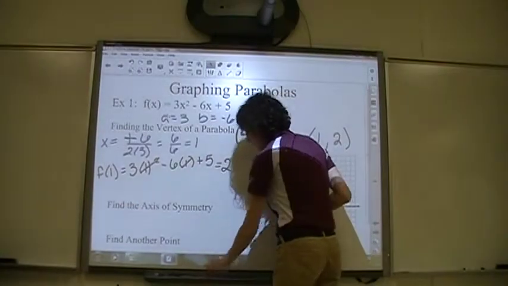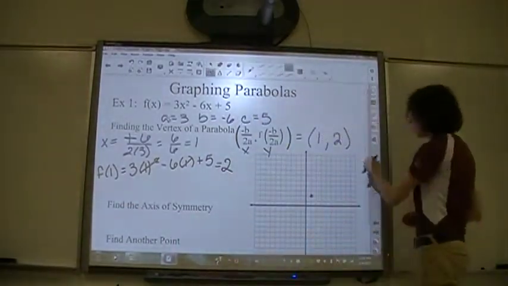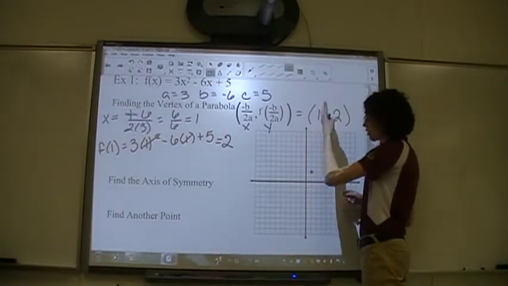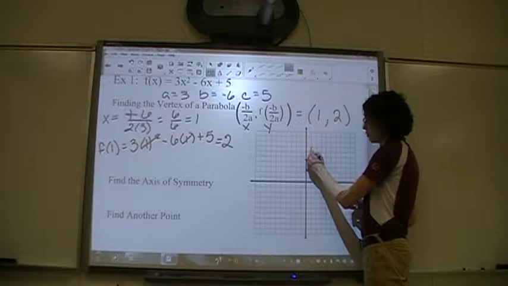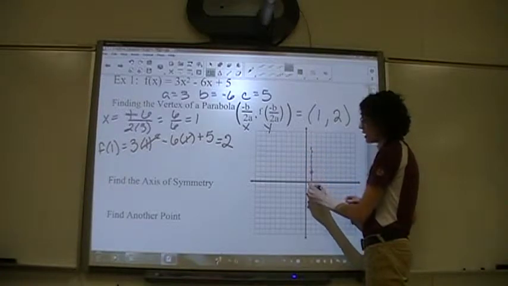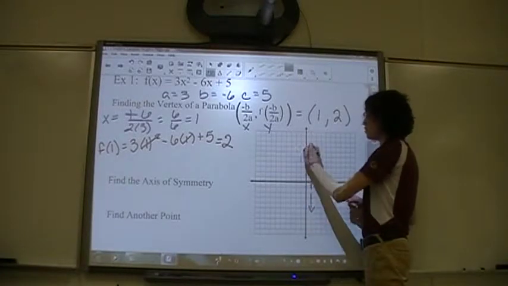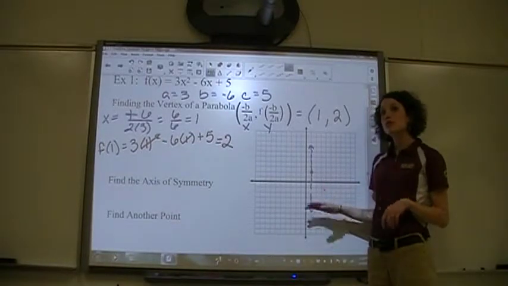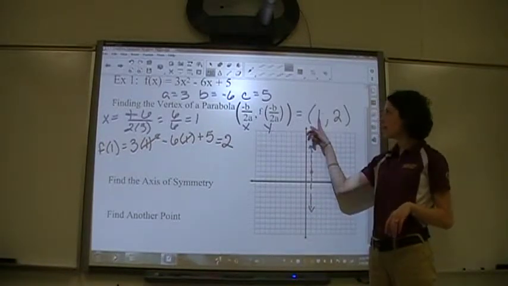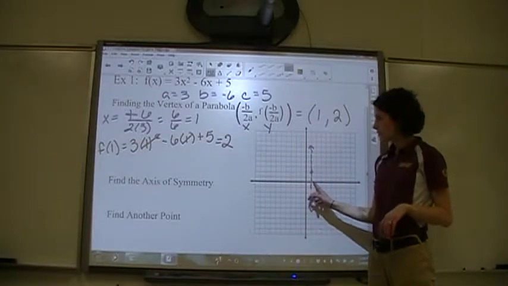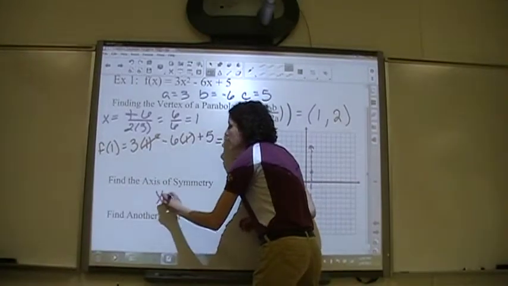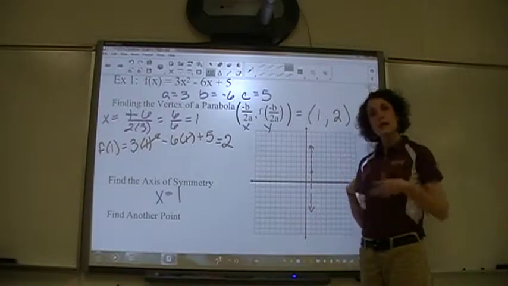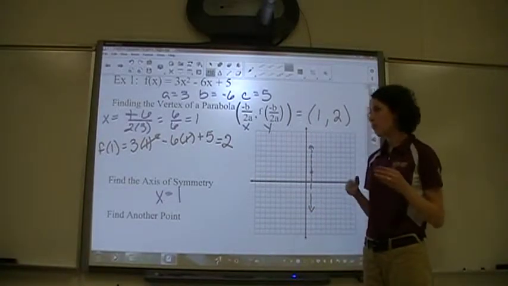Now, find the axis of symmetry. So what I want you to do is, wherever this point is, I want you to draw a vertical line going up and down. And I want you to make it dotted. Right after you graph your vertex, do that dotted line. And your axis of symmetry is always going to be x equals whatever your x-coordinate is. So it's going to be x equals, in this case, 1. Don't tell me it's just 1. It actually is the line x equals 1.